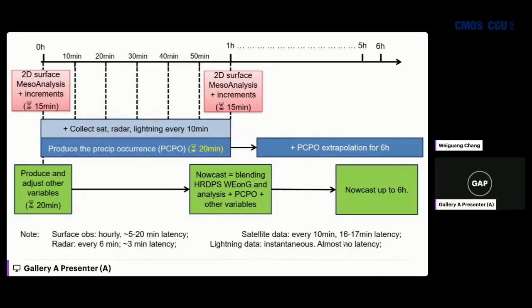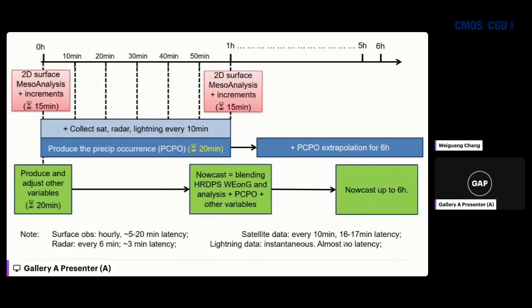Since I mentioned that it's a high frequent system, I'm just showing the frequency of the products in the system. The first one is the 2D surface meso analysis. The meso analysis are produced every hour, as shown here, and it has a delay of 15 minutes because we need to wait for the surface observation to come in, and then we do the data assimilation at a 2D surface level.